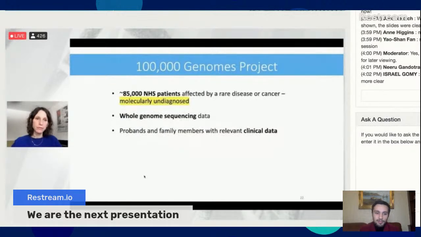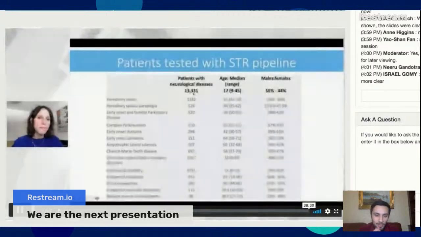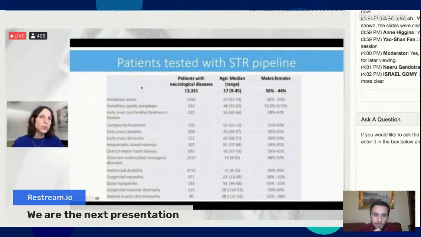To the 100,000 Genomes Project. Patients, as I said before, this is a large whole genome sequencing data set together with clinical data. If you look at this, for patients that were thought to have a phenotype consistent with the repeat expansion disorders, we analyzed all of those patients that were recruited under a late onset neurodegenerative disease, such as hereditary ataxia, spastic paraplegia, Parkinson's, dystonia, ALS, and so on, but also analyzed patients recruited under intellectual disability or a neuromuscular disease.